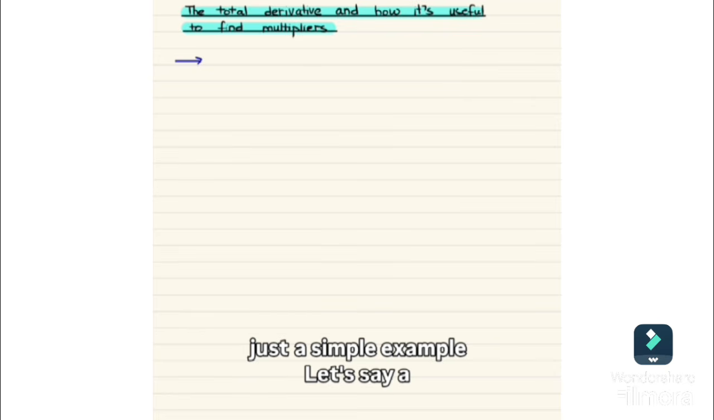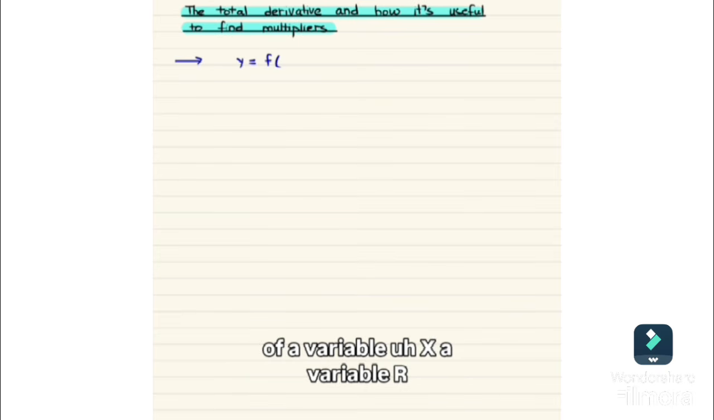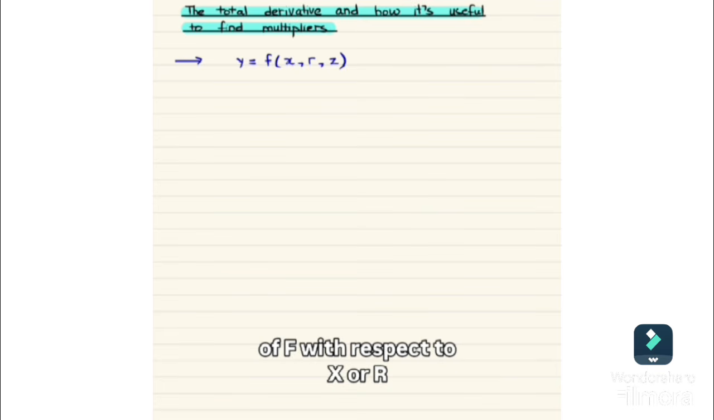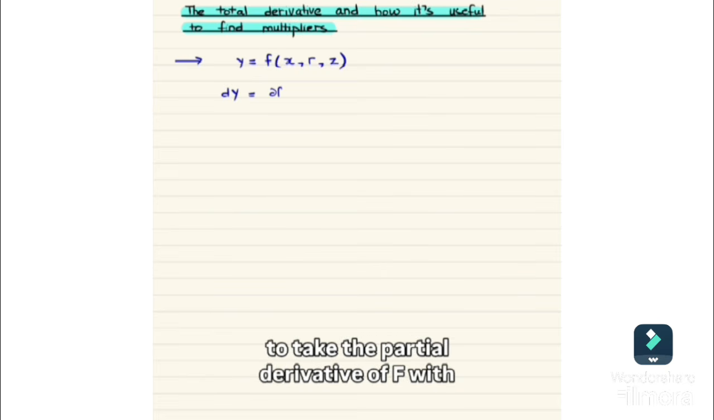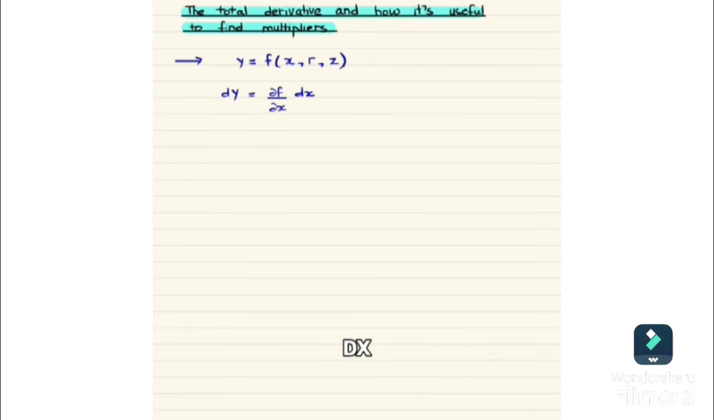Let's say a variable y depends on, that is, is a function of, a variable x, a variable r, and a variable z. Since f depends on three variables, whenever we take the derivative of f with respect to x or r or z, it's going to be a partial derivative. So if I want to see the change in y, dy, then firstly I'm going to take the partial derivative of f with respect to x and multiply by dx.